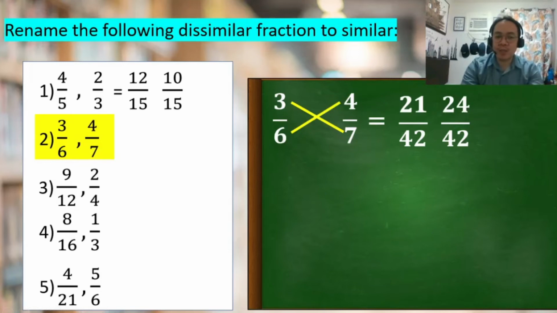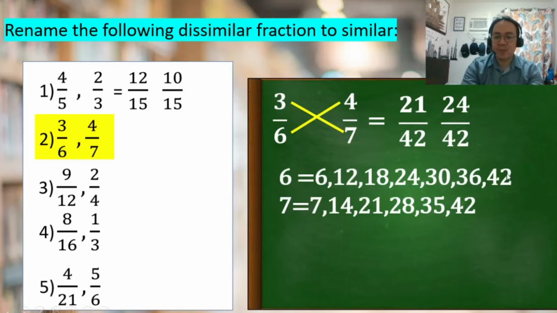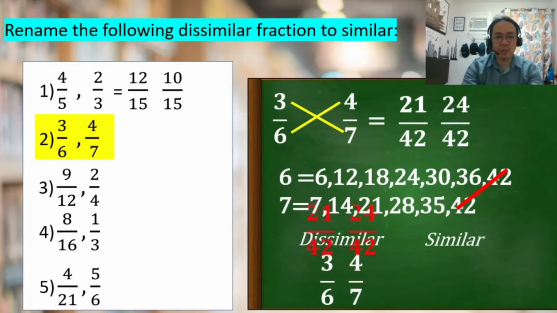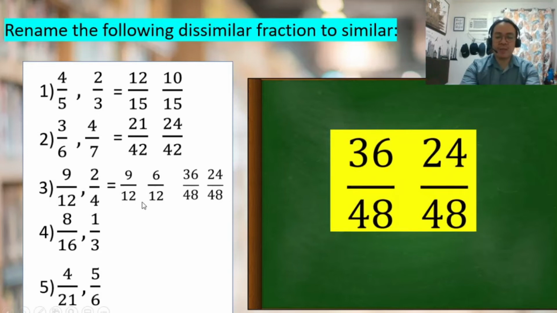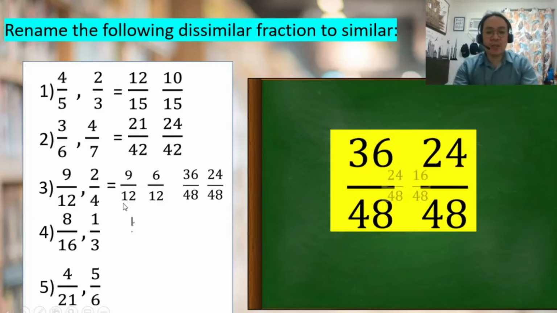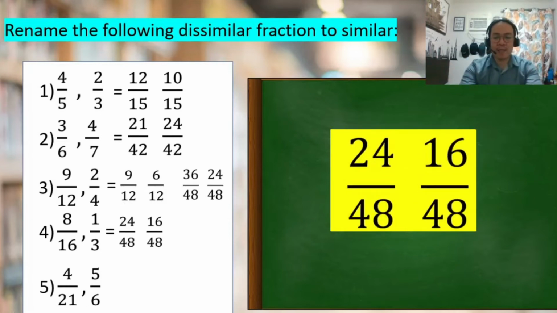So kapag nag-listing method naman tayo, eto ang lalabas. So alin dyan yung least common multiple niya? Same lang ba doon? So ang LCM niya din ay 42, na which is ginamit nating LCD na. So dissimilar to similar. Okay, 9 and 6. Pero kung nag-cross multiply kayo, tapos nag-multiply nyo muna yung denominator, ang lalabas dyan ay 36 over 48 and 24 over 48. Tama din naman yun. Nga lang, kung titingnan nyo, mas malaki, di ba? Yung 48 is bigger than 12. So, number 4, the answer is 24 over 48 and 16 over 48.